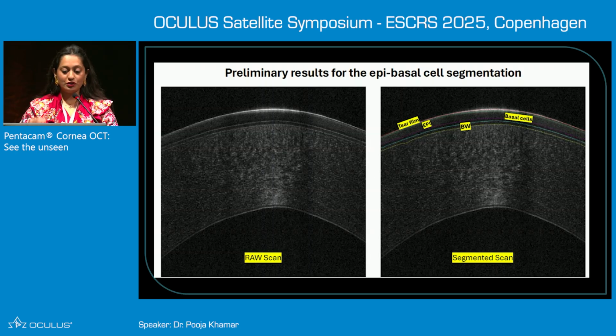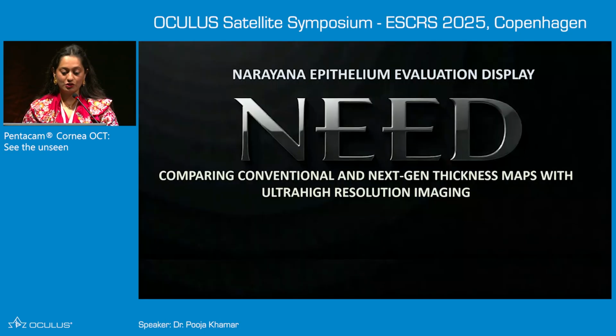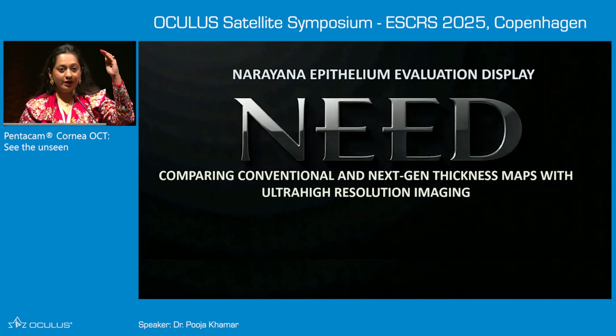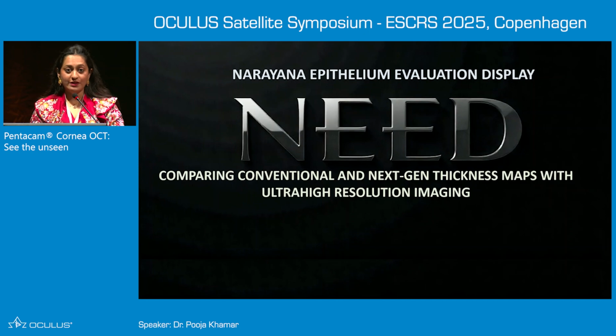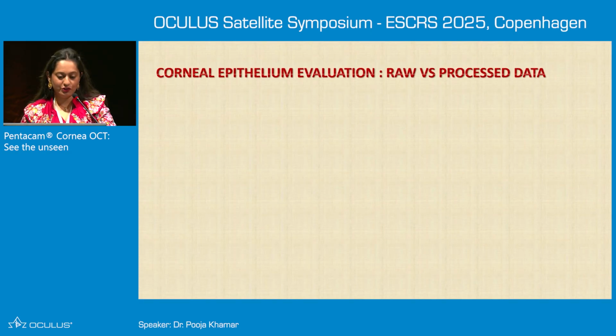Because of the resolution, you are also able to look at the epithelial basal cell segmentation, which could help us cornea surgeons in much more detail. So because we are able to see the tear film, the epithelium, the layers of epithelium, and the Bowman's membrane, we wanted to see how the maps we get match what we are seeing on the OCT. So our team, led by Professor Abhijit Sinha Roy and Dr. Rohit Chetty, developed this software along with OCULUS, the Narayana Epithelium Evaluation Display, which will soon be integrated, which compares the conventional and next generation thickness maps with ultra high resolution imaging of OCT.